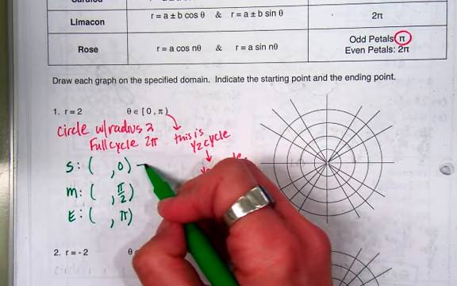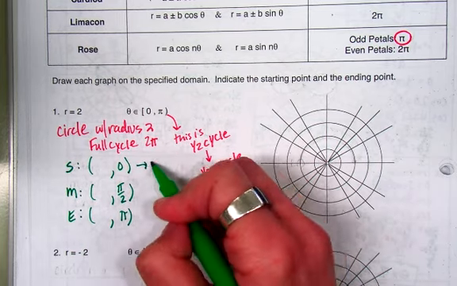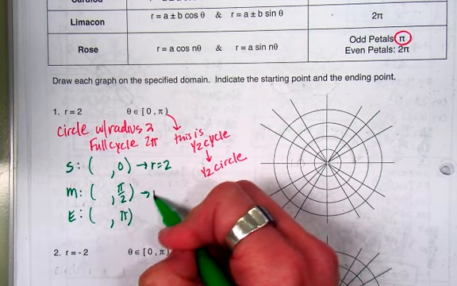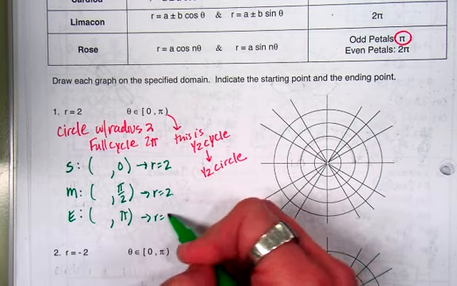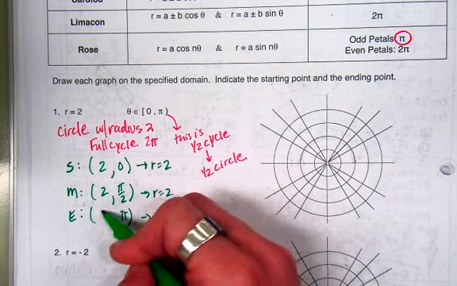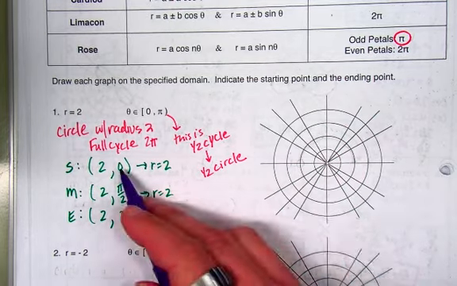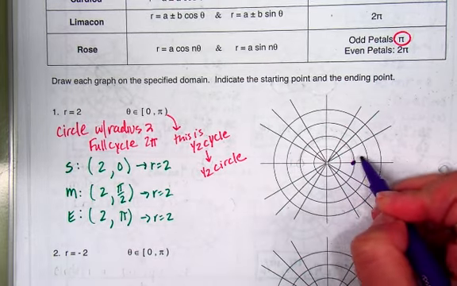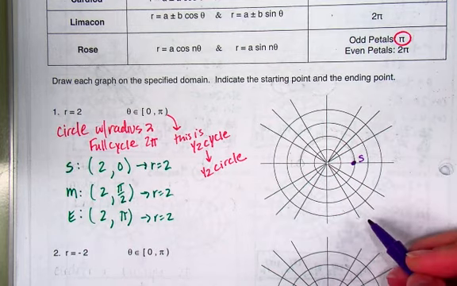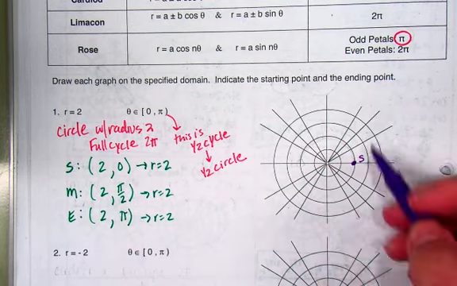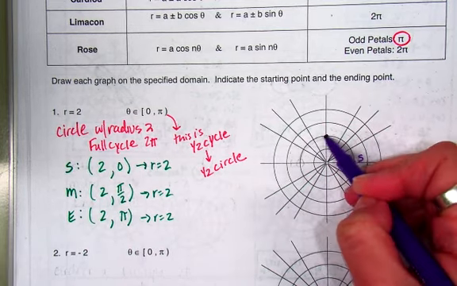When I go to work this out, it just is r equals 2. Theta doesn't matter. So for each of these, r is still going to equal 2. So I can fill in the 2's, and these are my 3 points. On your graph, you want to always make sure (2, 0) is my starting point. To label the starting point, I always put an S. My middle point at pi over 2, we are at 2.